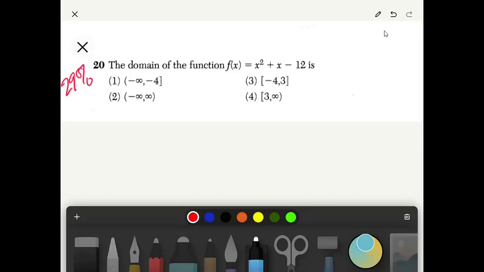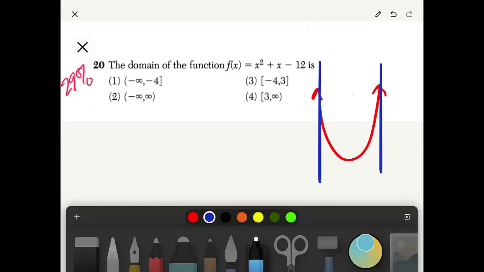So it's going to look something like this, right? It has arrows on it, which means it's going up forever. So if we were to try to look at the domain, this is the minimum X value. This is the max X value.